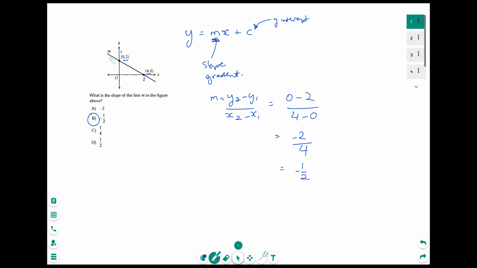You can kind of look at it and know that it's negative by the fact that it's going downwards. More on this soon. So please remember this formula. It's the backbone of everything you're going to need on this section.